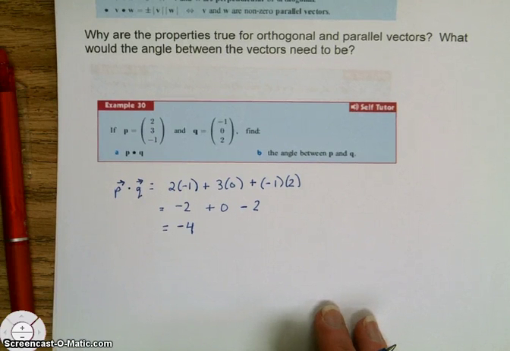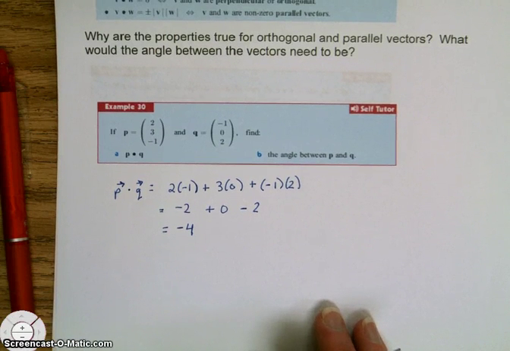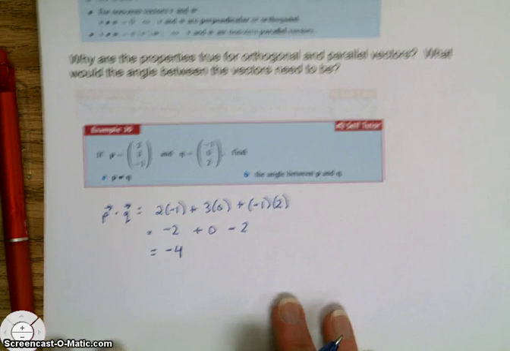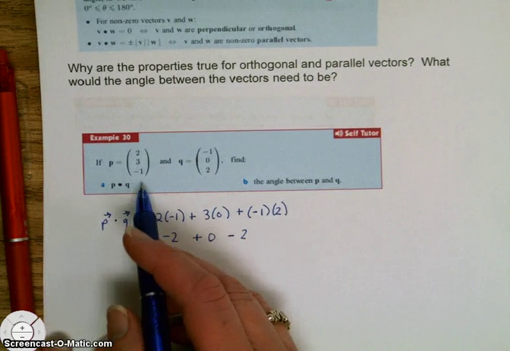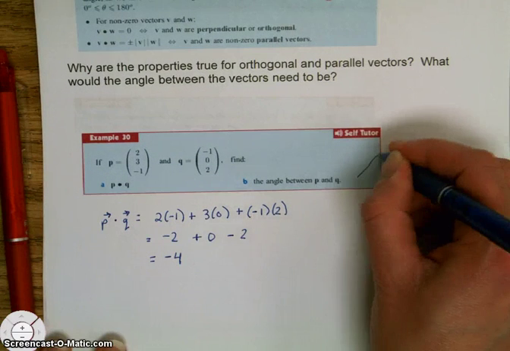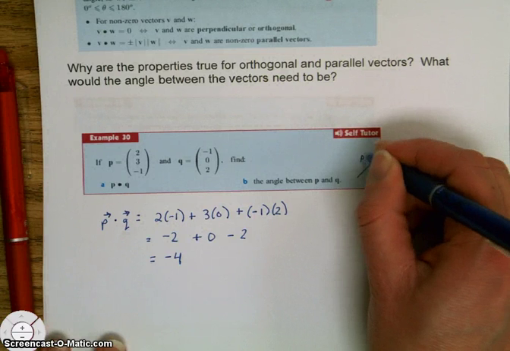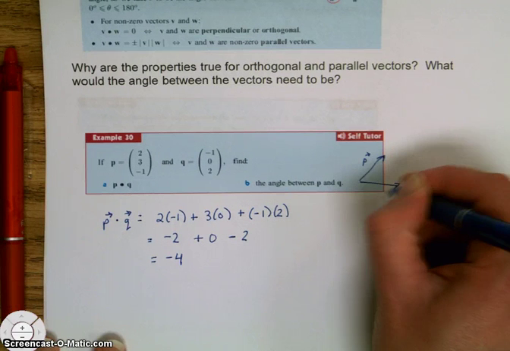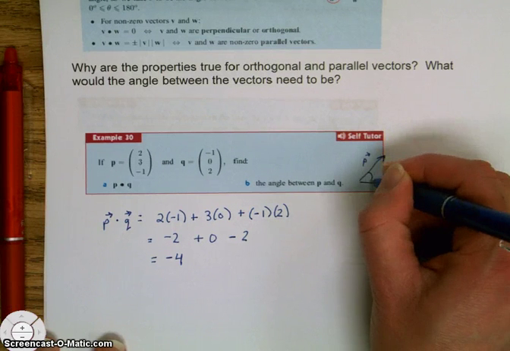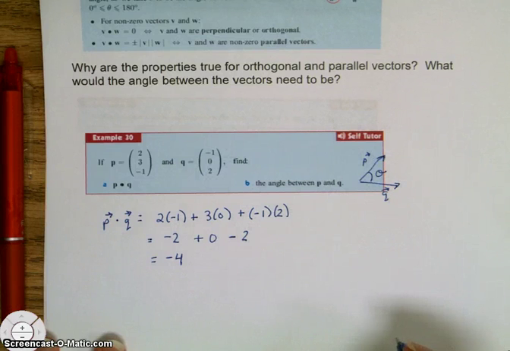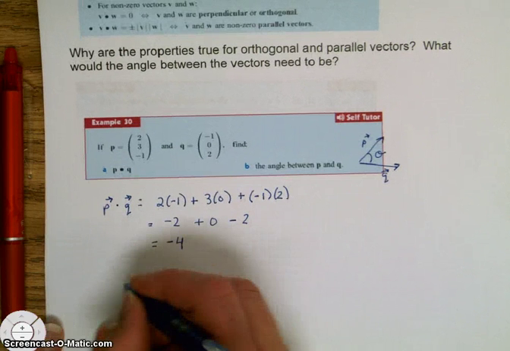Now the next thing they want is the angle between P and Q. It's not particularly fun to draw points in 3D, so I'm just going to give you the idea. We have vector P, we have vector Q, and our job is to find this angle in between them. We're going to do that using the formula I just gave you.